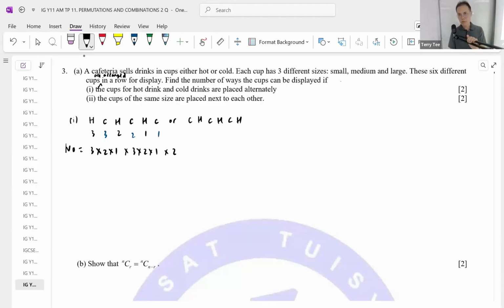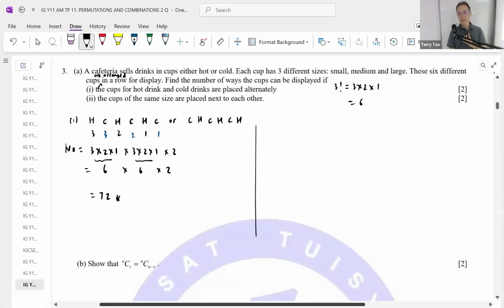This is 3 factorial. You can write 3 factorial, but we still have to split it, because remember you cannot use a calculator. 3 factorial you can't do on a calculator unless you memorize it. It's 6, right? So this is 6. There is another 6 and another 2. Answer is 72. Now next, the cups of the same size are placed next to each other.